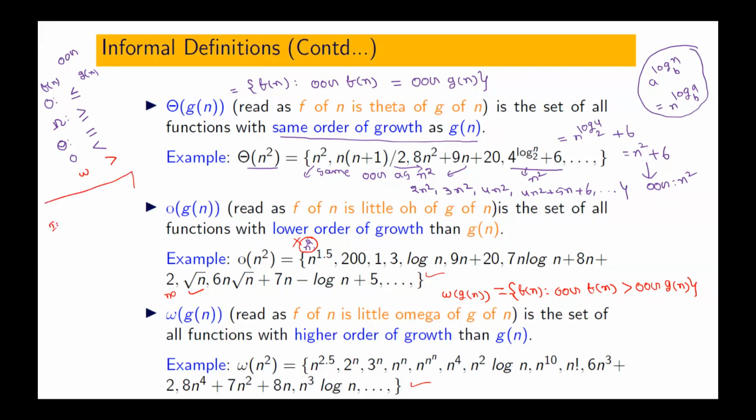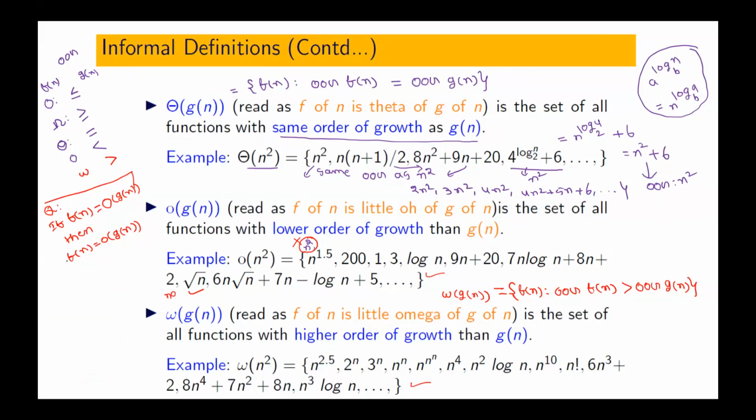Let me ask one simple question. If f of n is big O of g of n, then f of n is little o of g of n. Is this true or not? No, it's false, because it may or may not be true.